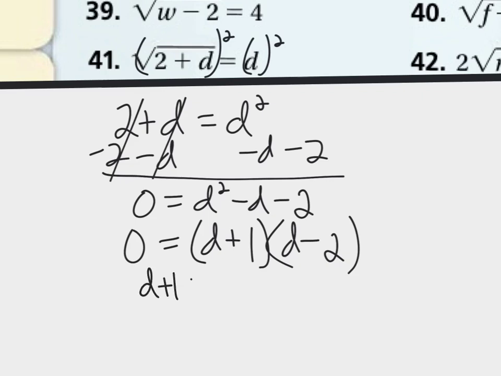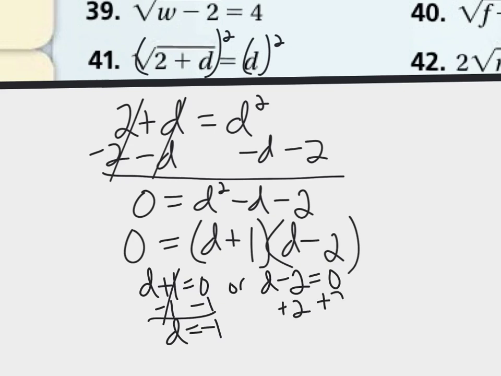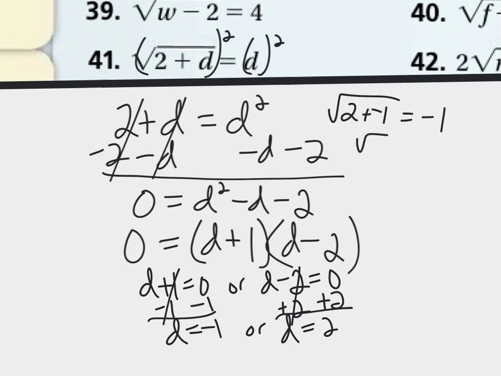So either d plus 1 equals 0 or d minus 2 equals 0. D equals negative 1 or d equals 2. So if we substitute those back in the original problem, if we try negative 1 in place of d, that would say that the square root of 1 is equal to negative 1. That doesn't work. So negative 1 doesn't work. We can cross that out.